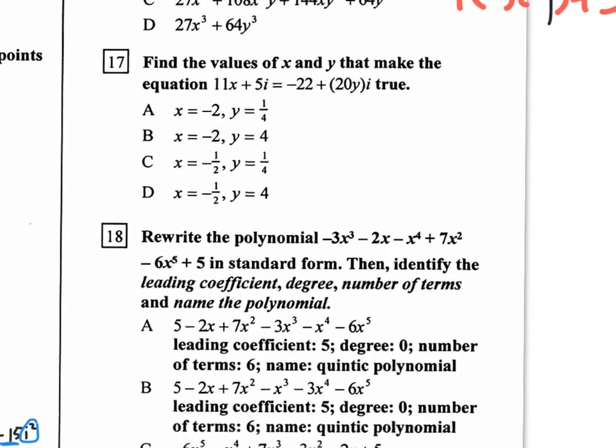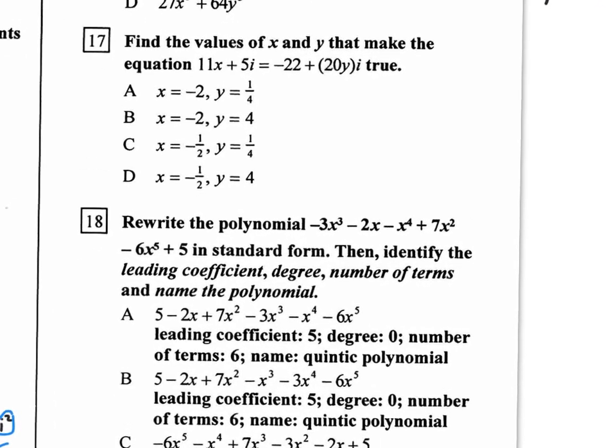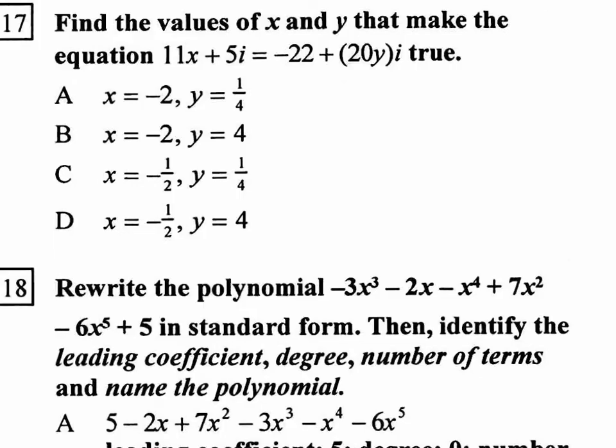Let's move on to number 17. Find the values of x and y that make the equation true. So it's just a question of plugging in x and y and seeing which one works. So let's start with option what? Pick one. A. So if we plug in x being negative 2, we would have 11 times negative 2 plus 5i equals negative 22.